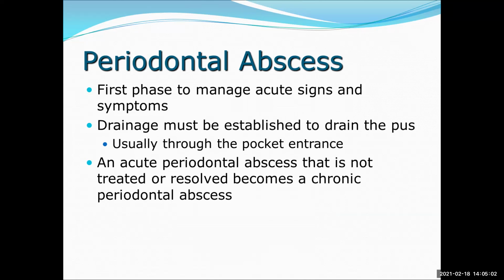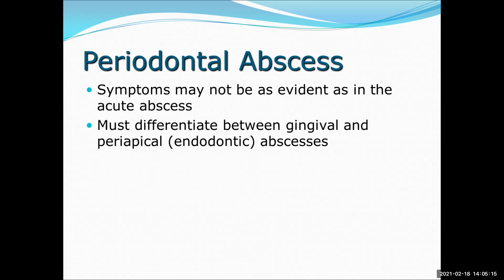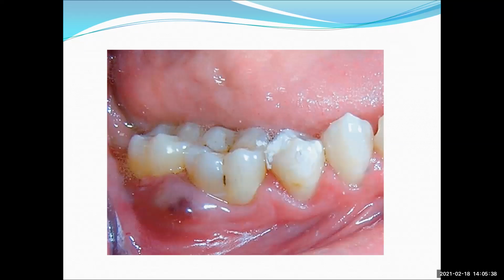So an acute periodontal abscess that is not treated or resolved becomes a chronic periodontal abscess. So if the patient doesn't know they have one or isn't seeking treatment, that acute abscess becomes a chronic one. And with chronic, symptoms may not be as evident as with the acute because they're just kind of used to it. And we have to be able to differentiate between a gingival abscess, a periapical abscess, which is the endodontic lesion, or a periodontal abscess, which is that lateral lesion.